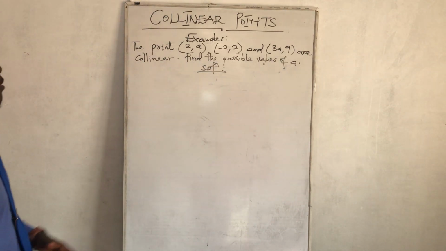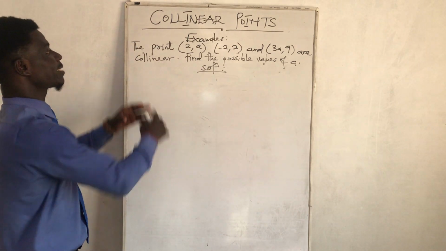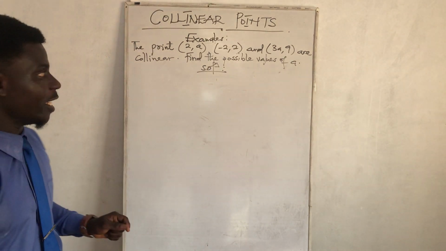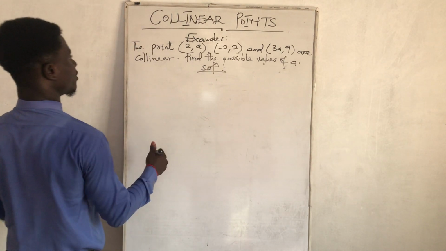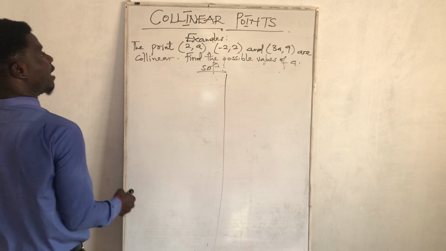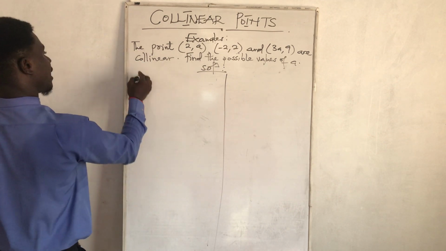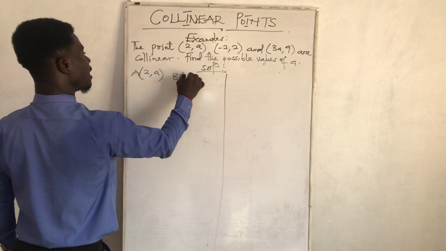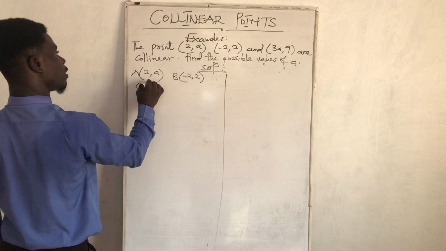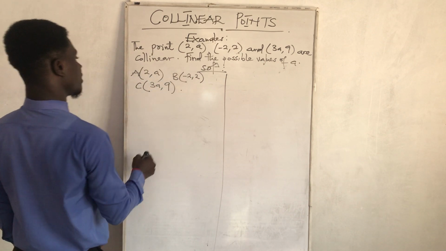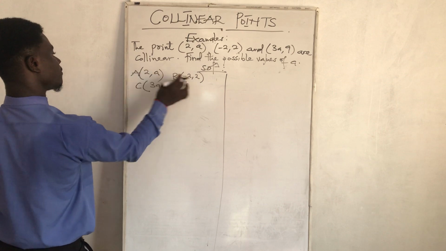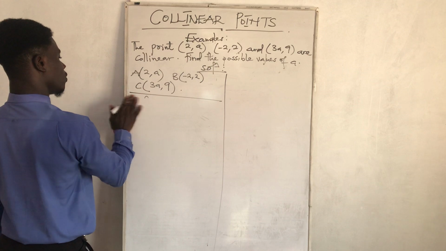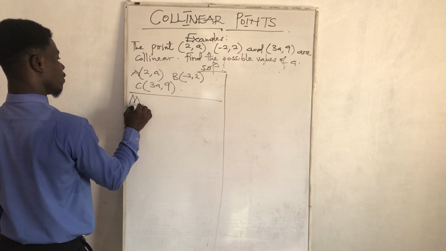It is stated in the question that the points are collinear. So how will you solve this question? If they are collinear, then their gradients must be the same. So I can say let point A be 2a, point B be (-2, 2), then point C be (3a, 9), right? So I'll find the gradient of A and B, the gradient of AB.